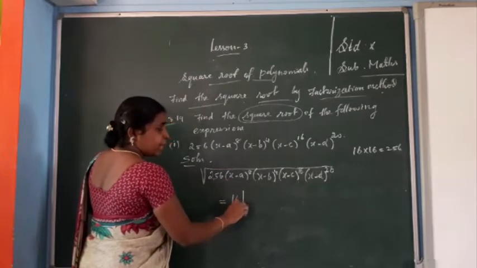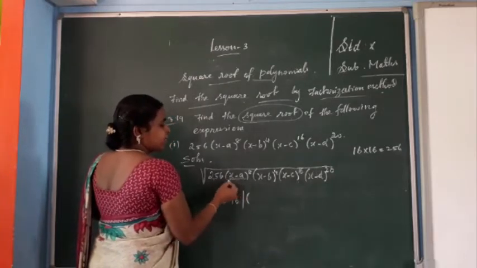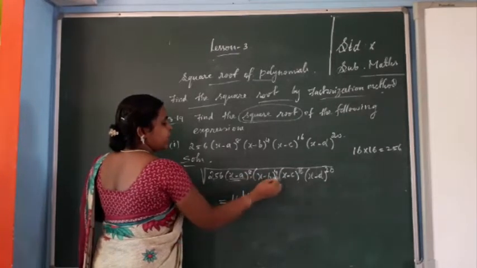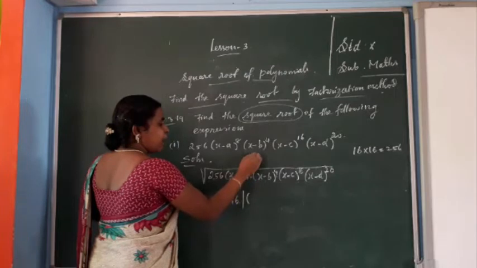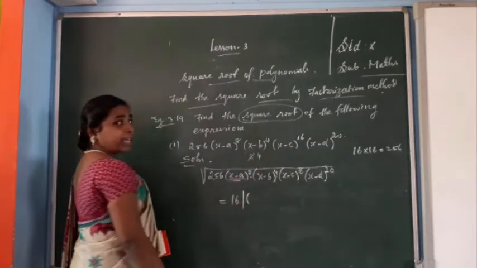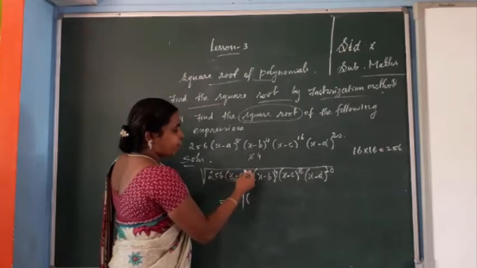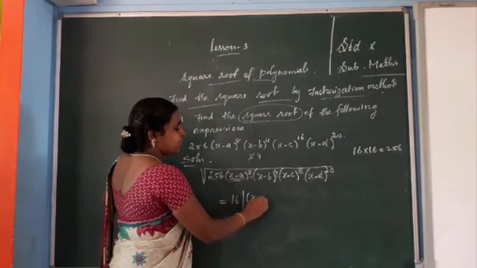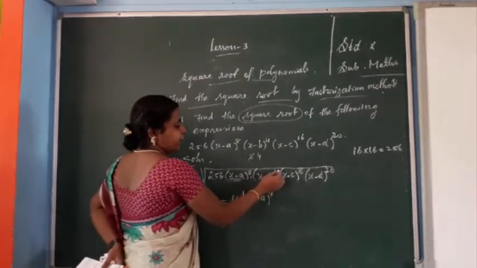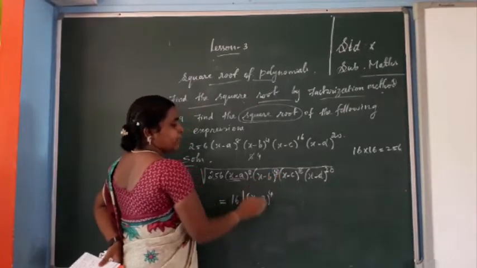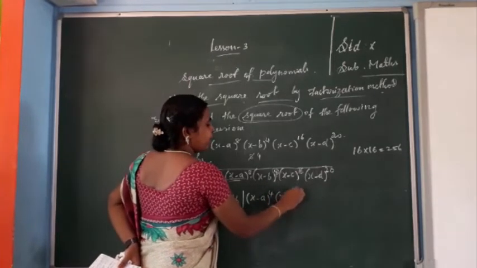Modulus. Remaining, how to write in modulus. First term, x minus a, everything in the form. So (x minus a) the whole power 8. Half of 8 is 4, so directly you can write half of that power: (x minus a) the whole power 4. Next one, you can split. 4 is there, half of that 4 is 2, so (x minus b) the whole power 2.